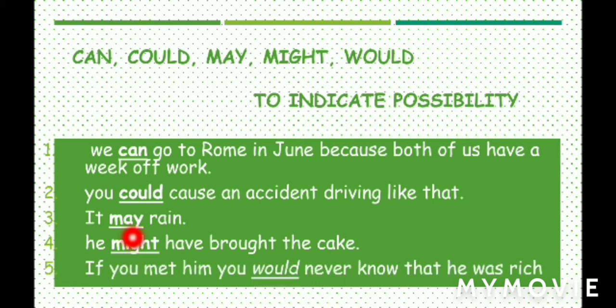Number 5 is if you met him, you would never know that he was rich. Now this is the past possibility, that if you have met somebody, the possibility of judging about somebody's status, that he was rich or not.